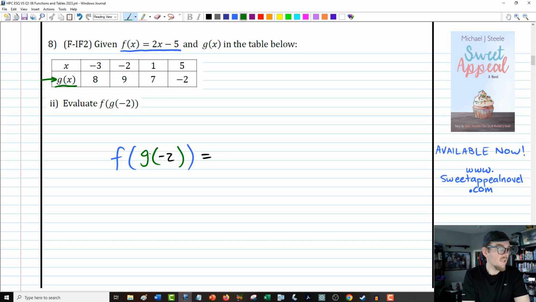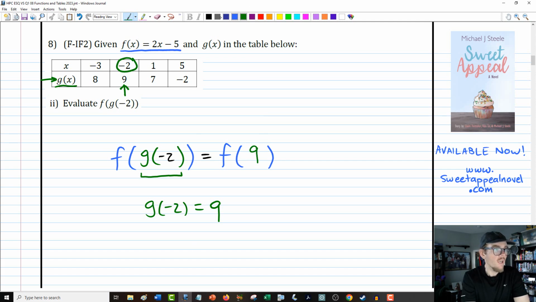Well, we'll do the same thing we did last time. Let's begin on the inside. So the first question becomes, what is g of negative 2? And the answer, of course, depends on g of x, and g of x is represented numerically in the table up above. We look for negative 2, and then we find g. So g of negative 2 is equal to 9. That means what we need to evaluate here to know the value of f of g of negative 2 is to evaluate f of 9.